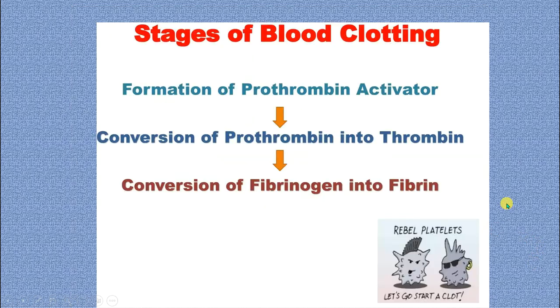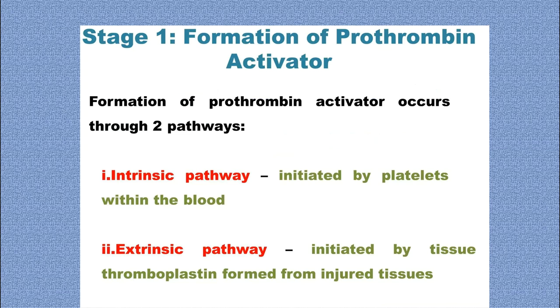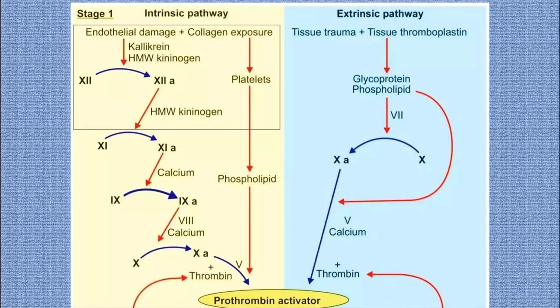So the stages of blood clotting: we already know that ultimately fibrinogen needs to be converted into fibrin by the platelet activating factors. The intrinsic and extrinsic pathways are explained already. The extrinsic pathway involves glycoprotein phospholipid with calcium and thrombin, whereas the intrinsic pathway involves the clotting factors.